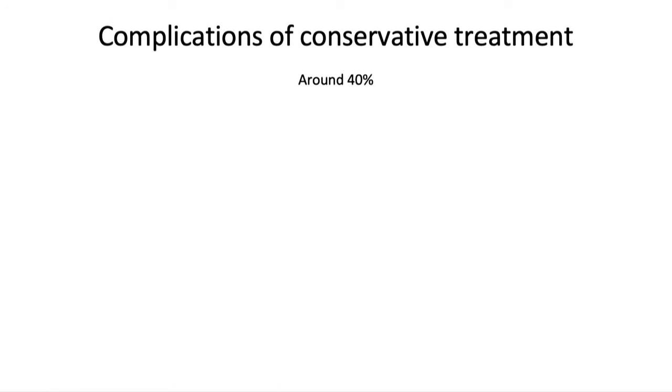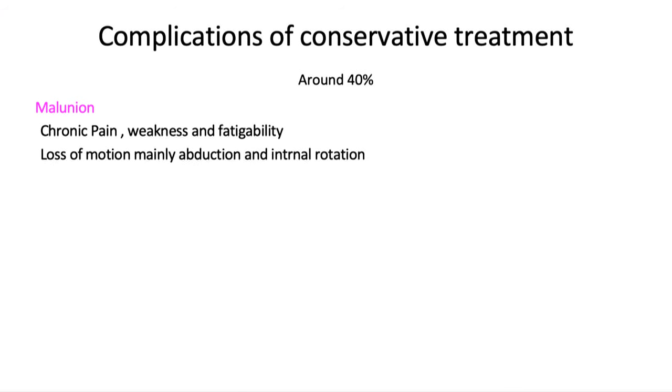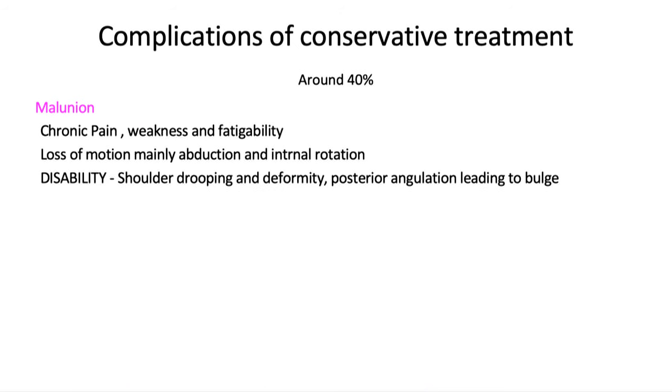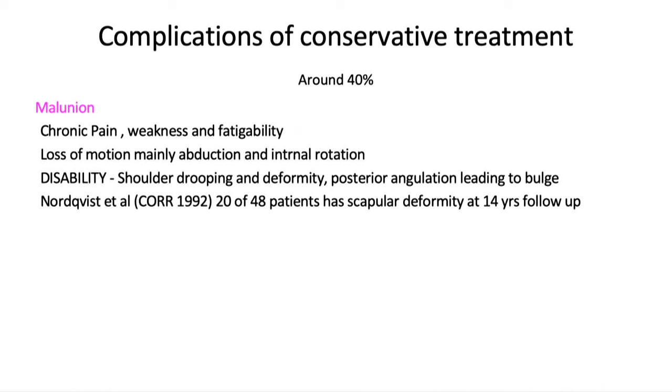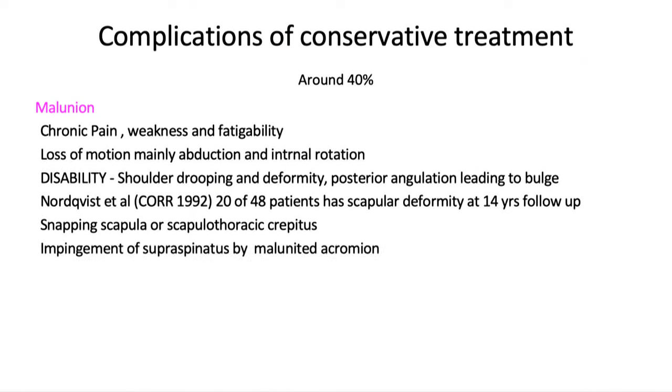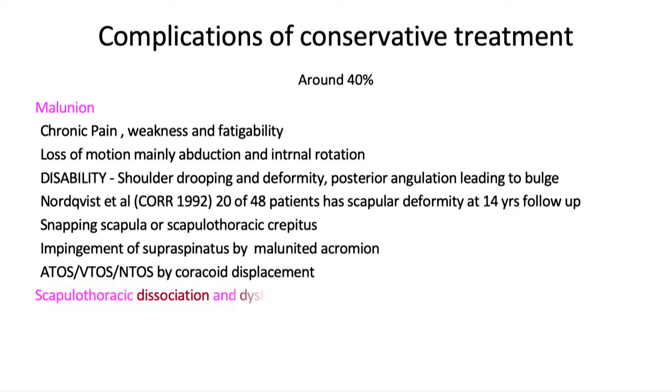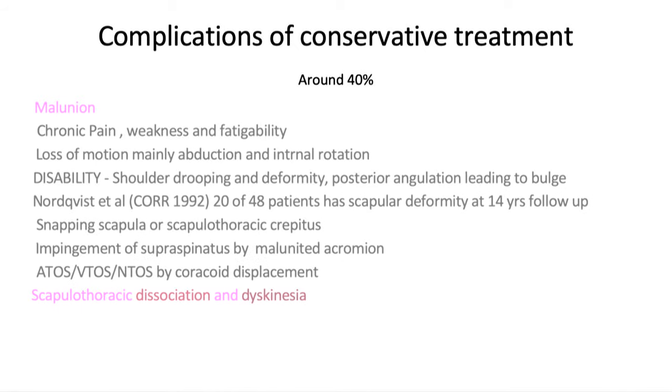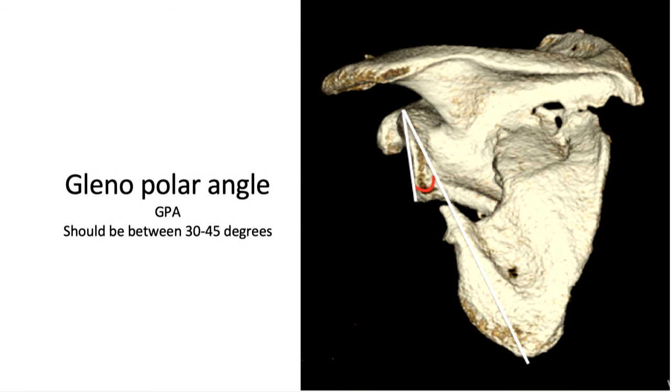Complication of conservative treatment is around 40%, and they are due to malunion, chronic pain, weakness, fatigability, loss of motion, mainly abduction and internal rotation, and disability, that is shoulder ptosis and deformity if there is a posterior angulation of the body. And Norquist has found in 1992 that 20 out of 48 cases on 14 years follow-up had problems. Snapping scapula, a scapulothoracic crepitus, and impingement of supraspinatus by malunited acromion, which is cone type 3. Then if the coracoid is displaced, the thoracic outlet obstruction. A scapulothoracic dissociation and dyskinesia, if the position of these bones, especially the appendages, are not there. We look at the following things.